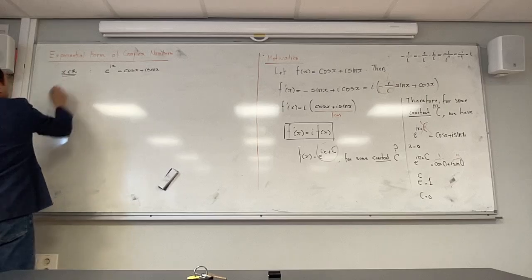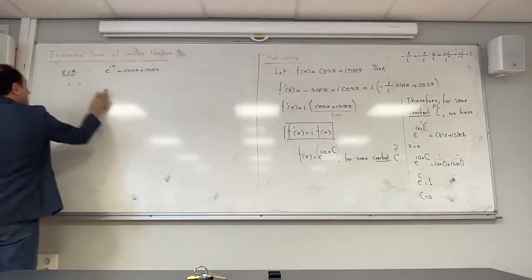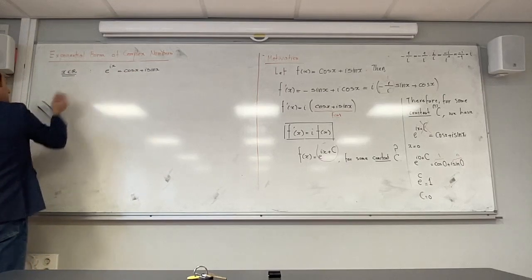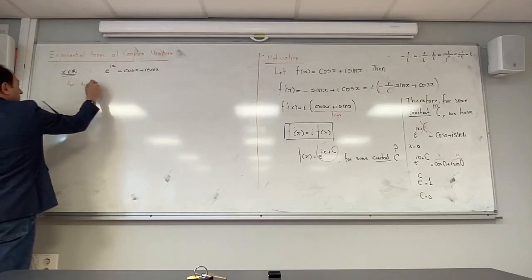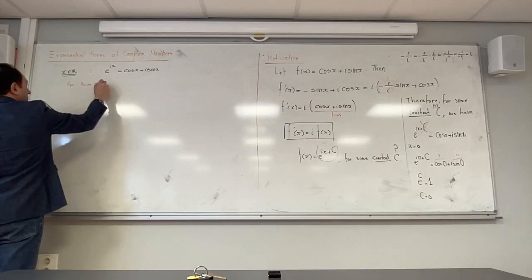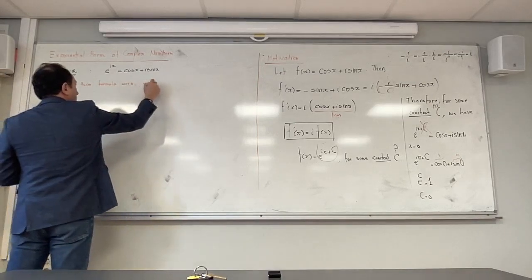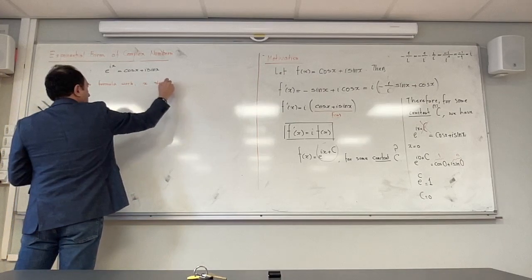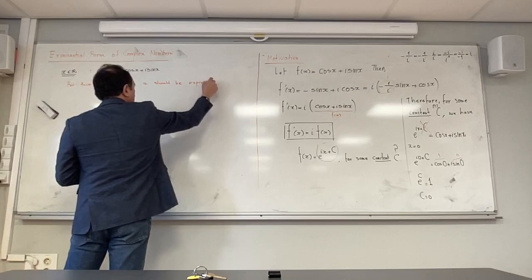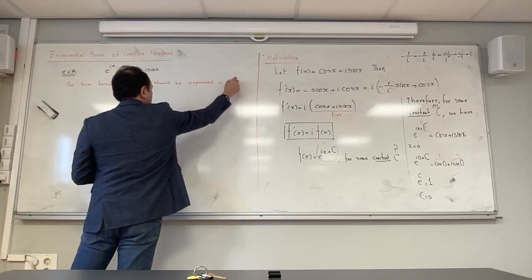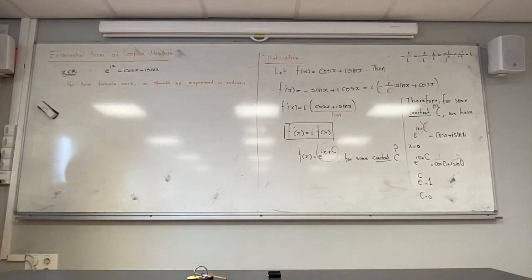Let me emphasize x on the left, because on the right it doesn't matter. For this formula to work, x should be expressed in radians. So this is what is called Euler's formula.